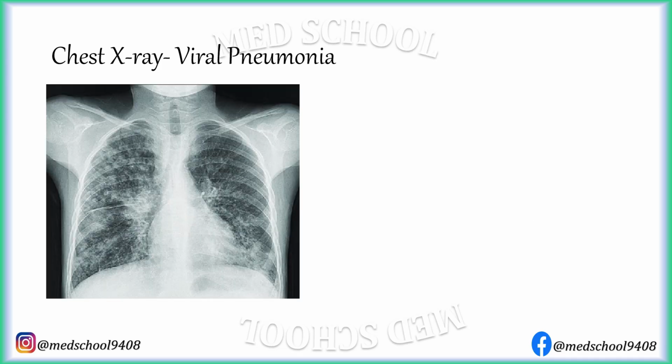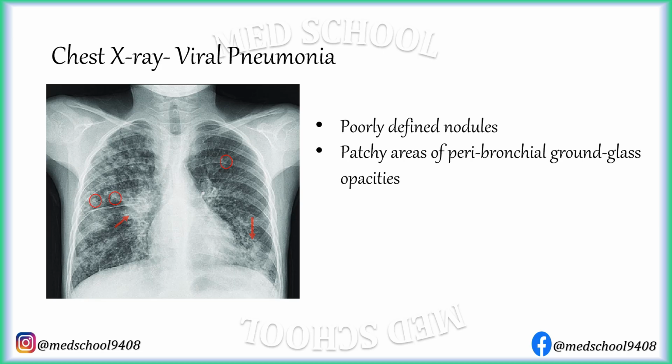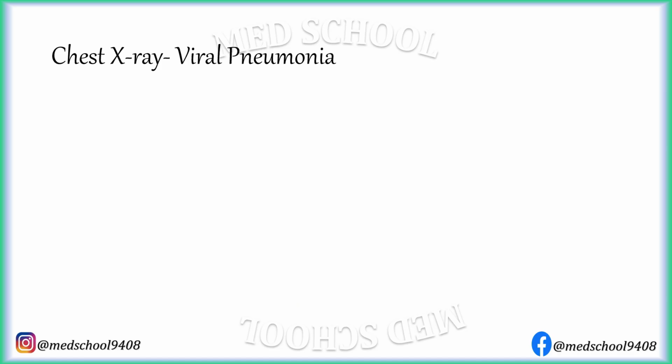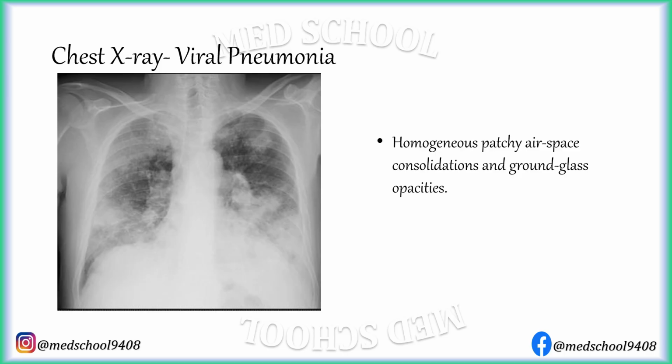On chest X-ray, viral pneumonia initially presents as poorly defined nodules, patchy areas of peribronchial ground glass opacities, and hyperinflation, which occurs due to associated bronchiolitis. Here, hyperinflation can be guessed from flattened domes of diaphragm. On the progression of viral pneumonia, there is the appearance of homogeneous patchy airspace consolidation and ground glass opacities. You must note that differentiating cardiogenic and non-cardiogenic pulmonary edema and viral pneumonia is very difficult only on chest X-ray. Hence, clinical correlation in such cases is very important.